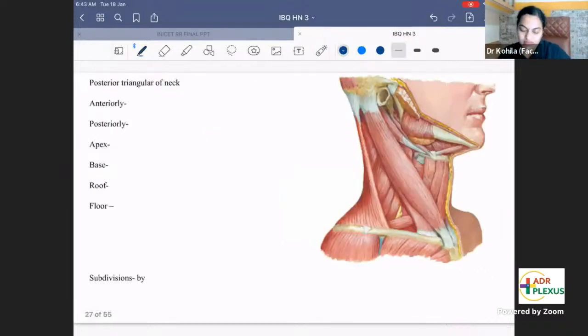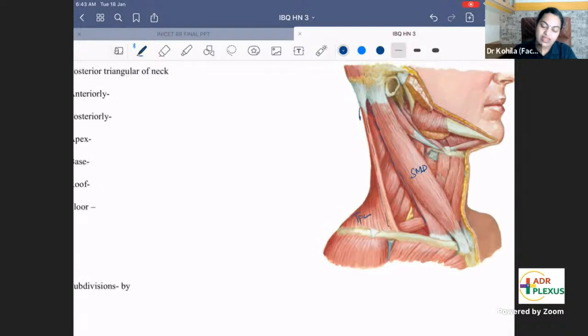A quick revision about the posterior triangle of the neck. It is bounded anteriorly by the posterior border of sternocleidomastoid, posteriorly by the anterior border of trapezius. The apex is at the superior nuchal line where both these meet, and the base is the middle third of the clavicle.